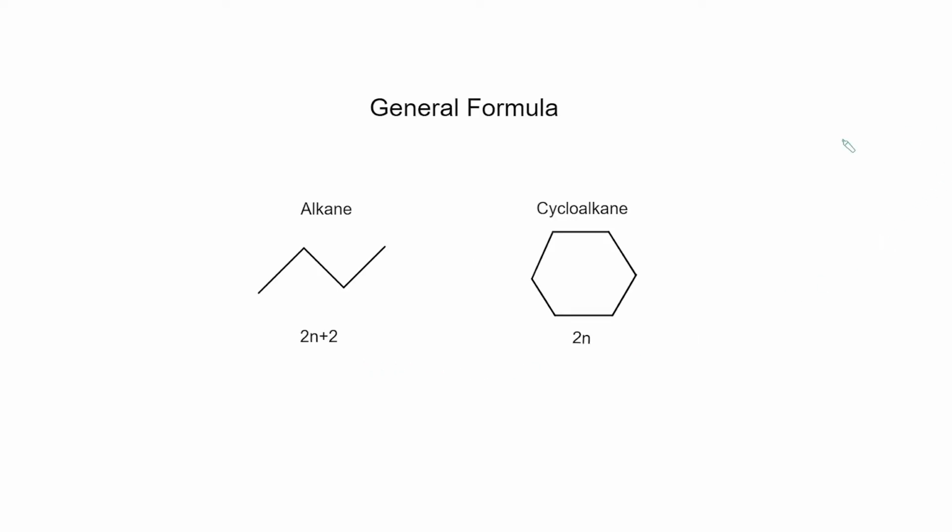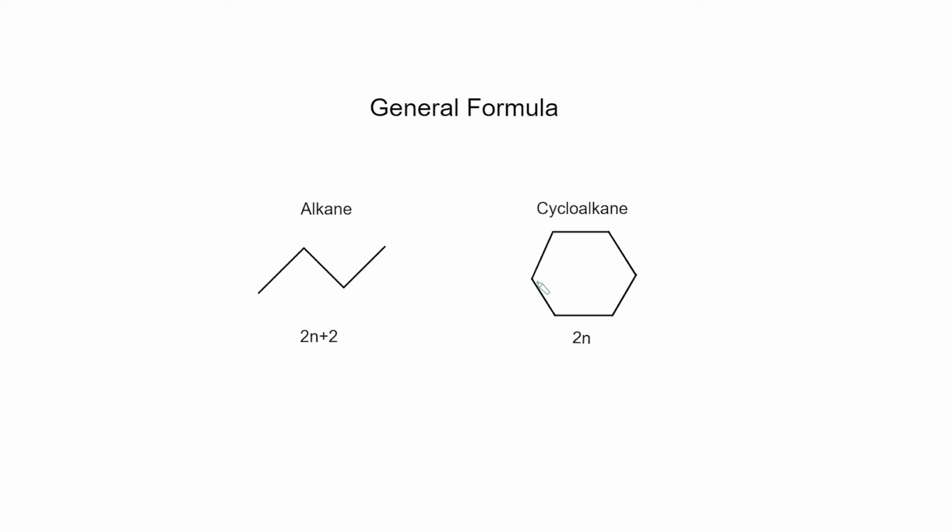Hello, and welcome to alkanes, the simplest type of organic molecule in this course. All they are is a chain of carbon atoms with no double bonds and no other elements except hydrogen. As a result, the formula for the number of hydrogen atoms in a standard alkane is 2n plus 2, where n is the number of carbon atoms.